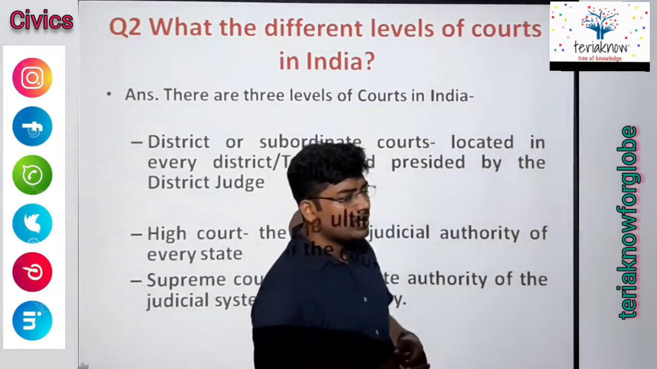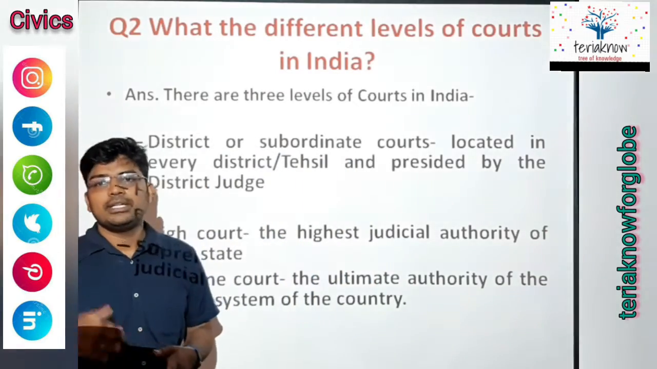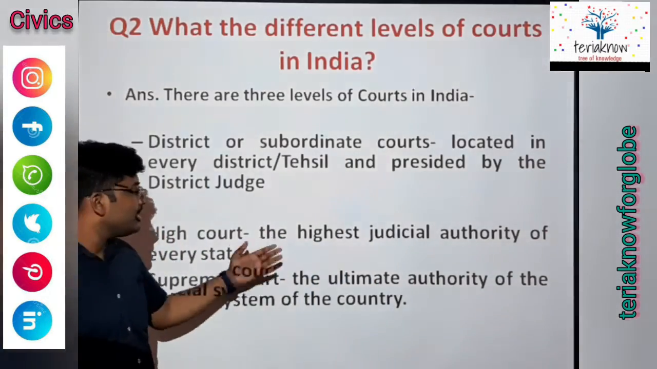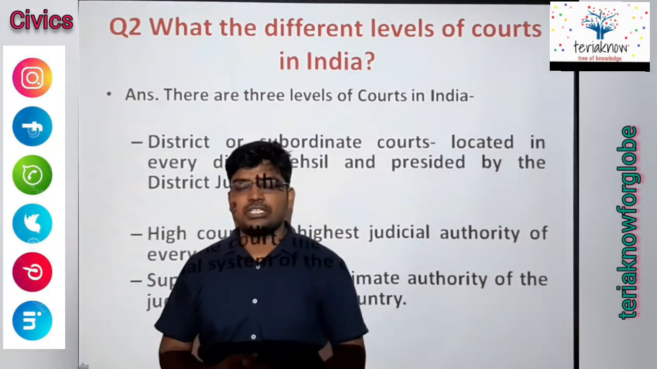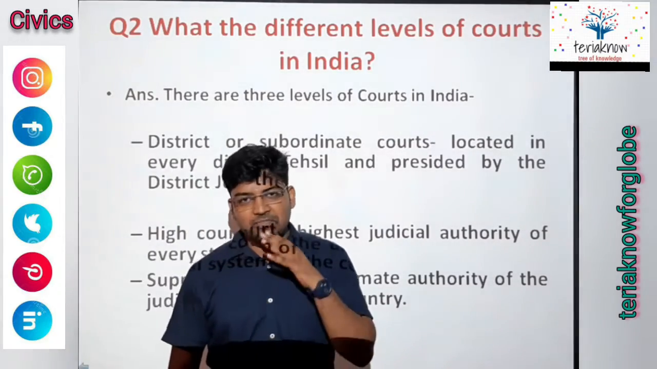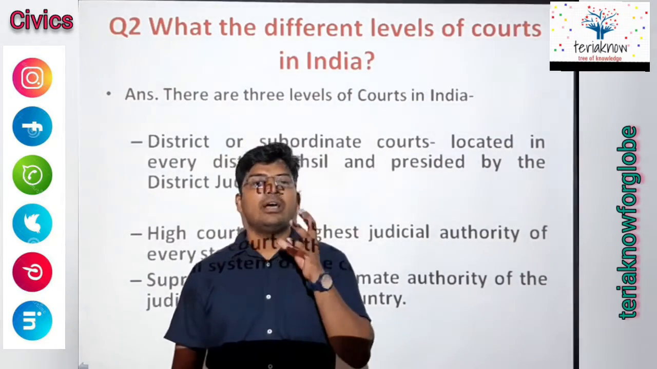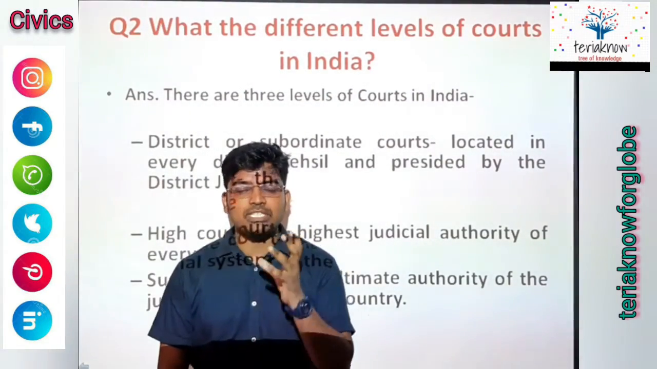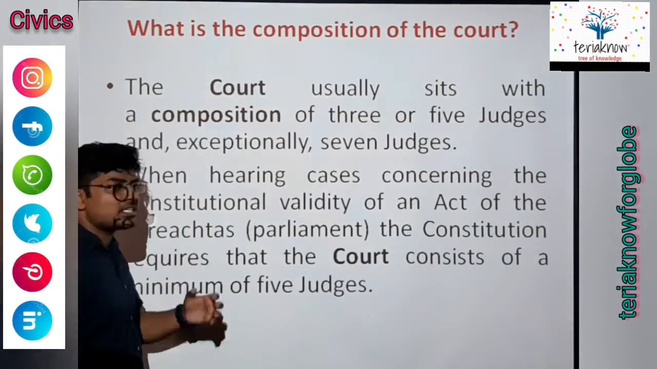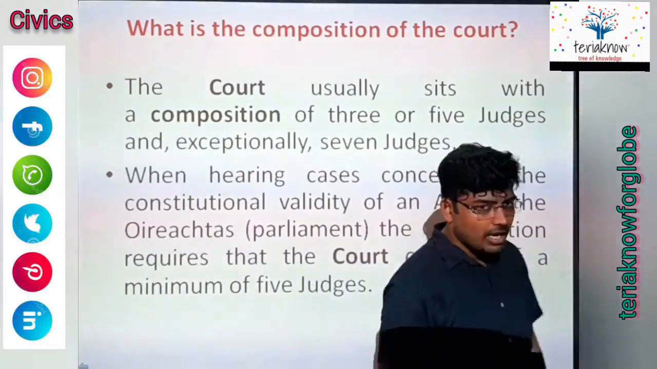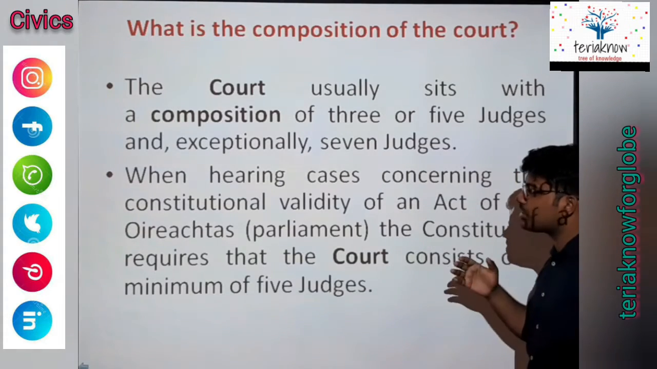Then we come to the third court, that is the apex court, the highest authority of the Indian judicial system, that is the Supreme Court. ये Supreme Court क्या है? The ultimate authority of the judicial system of the country. Country का सबसे final decision in terms of justice is available in the Supreme Court, which is located in Delhi. I have already told you. Now the next question I'm going to read here: What is the composition of the courts? Courts का composition क्या है?